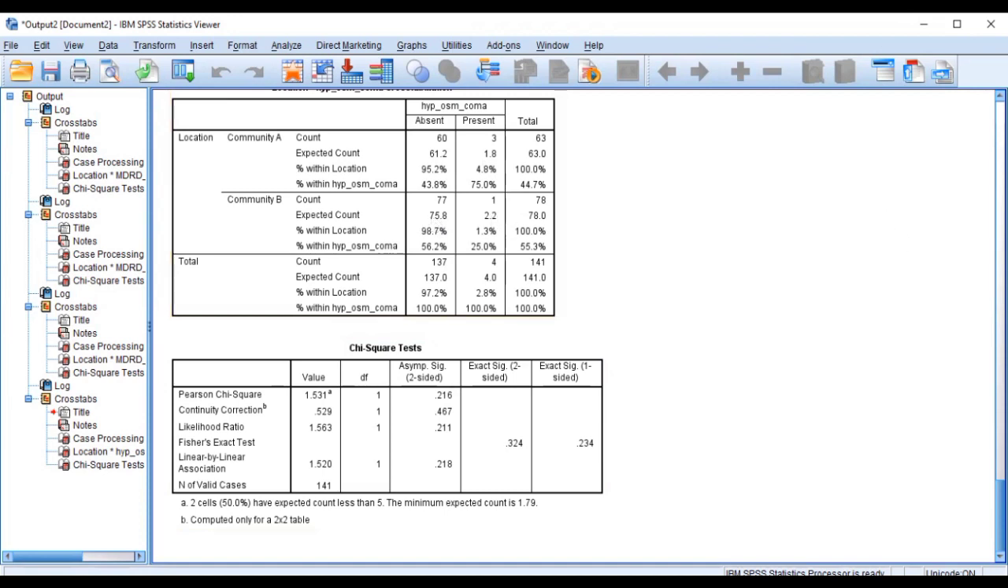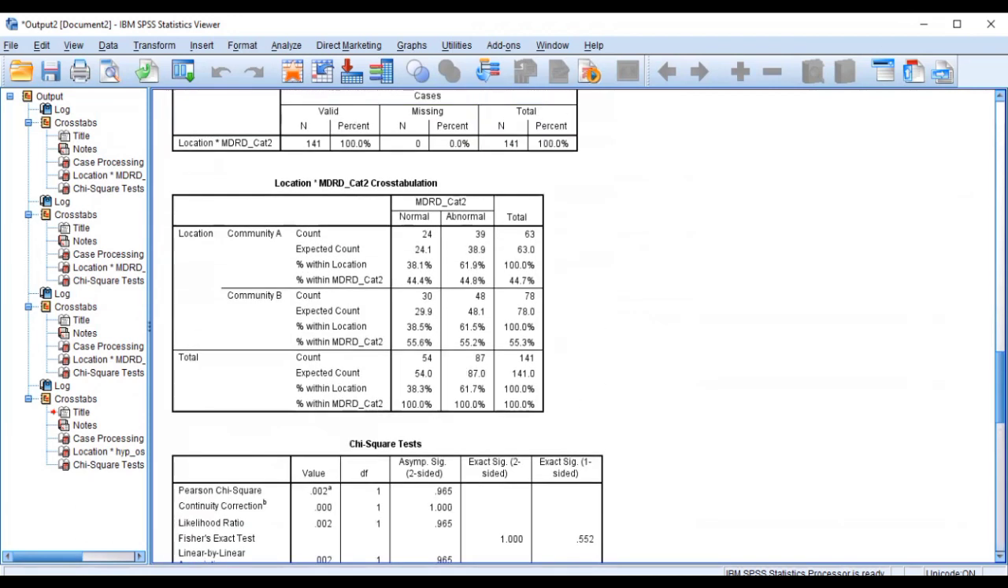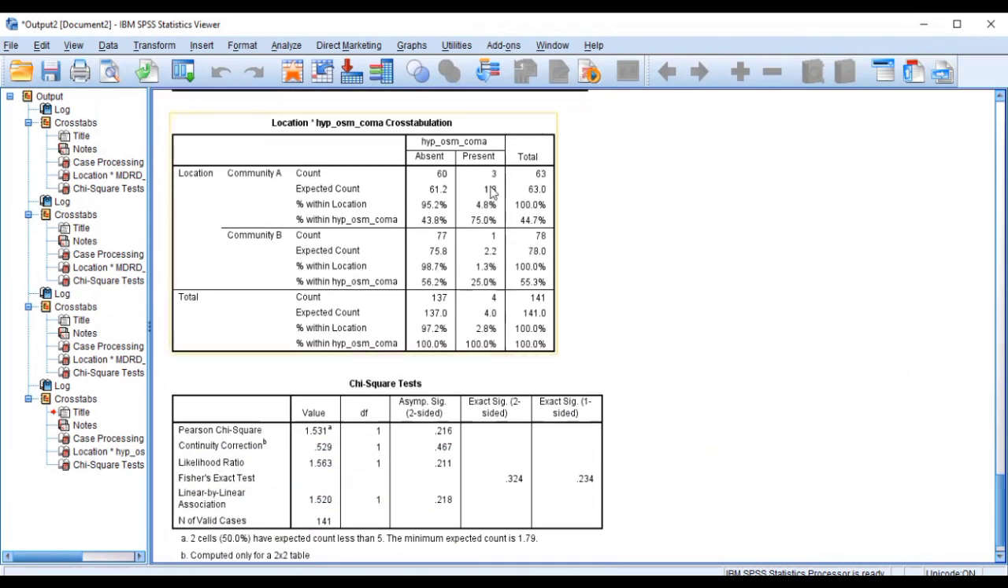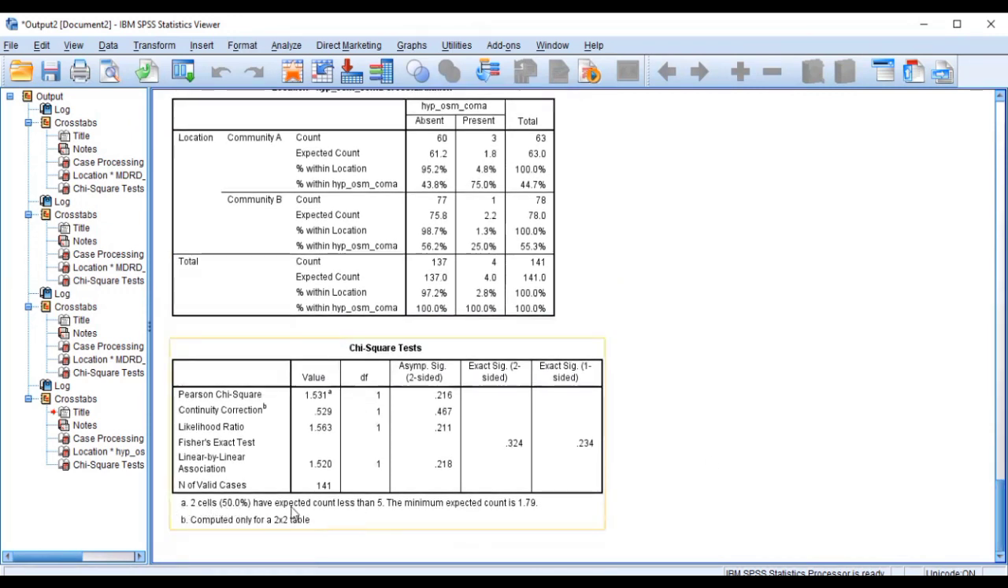75.8 and 2.2. When you go up a little, let's go back to what we did the previous time. These are the expected. You realize that the least expected outcome was 24.1. But when we come to this one that we just ran, our expected is 1.8. So down here, it says that 2 cells have expected count less than 5. So when we have expected count less than 5, then our choice of test statistic is no longer chi-square, but Fisher's exact. So in that case, we would go for the Fisher's exact rather than the chi-square.